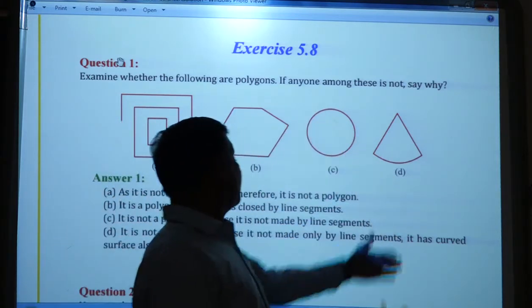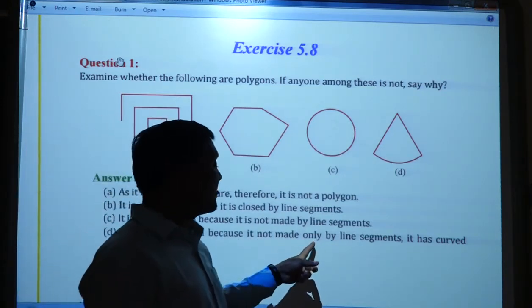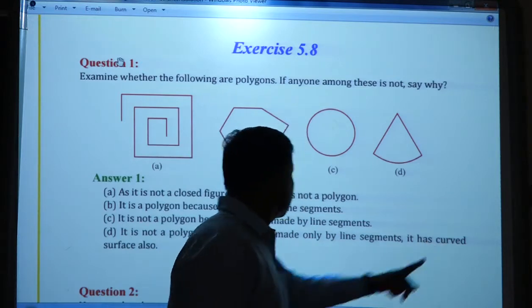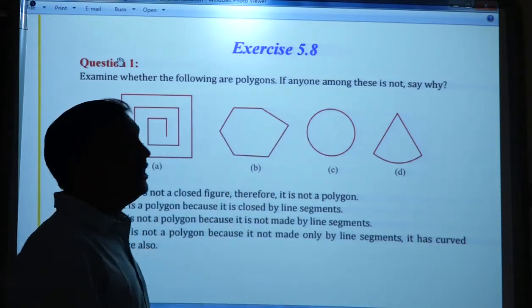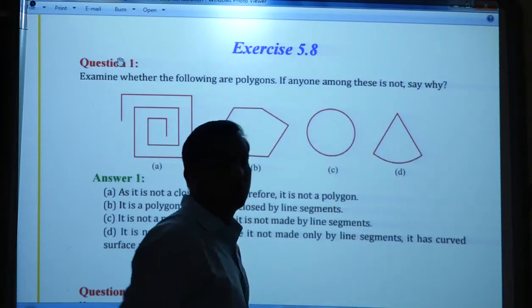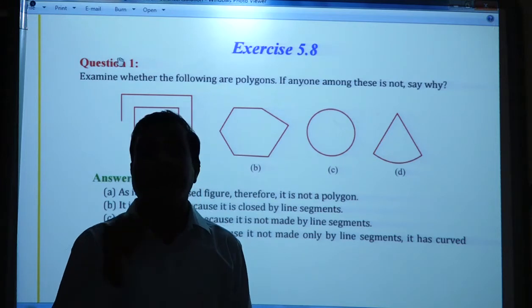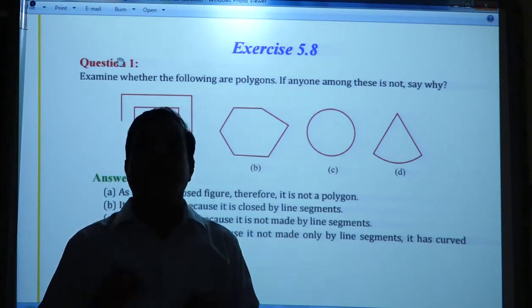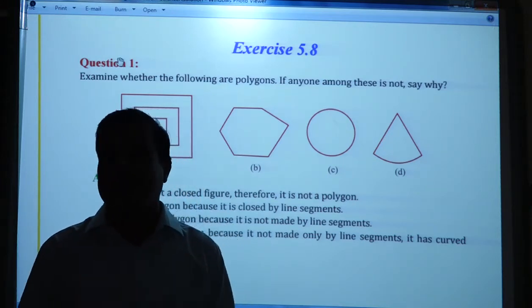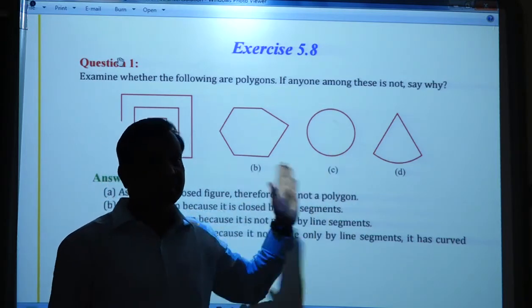Now the next figure is not a polygon because it is not made only of line segments. It has a curved part also. Here you see two line segments, but this part is curved, so this is not a polygon. Again I am explaining: a figure made entirely of lines or line segments is a polygon. Okay dear? Now we will go to the next question.